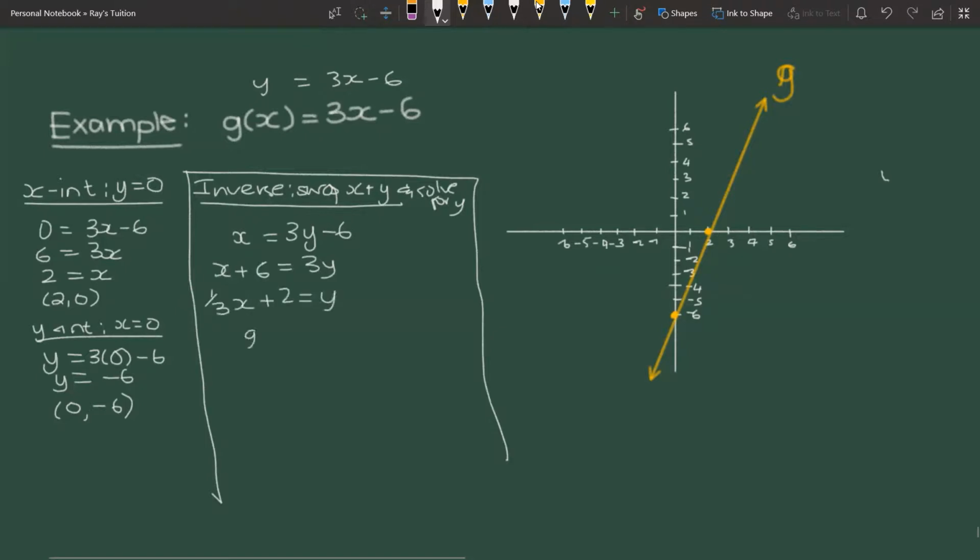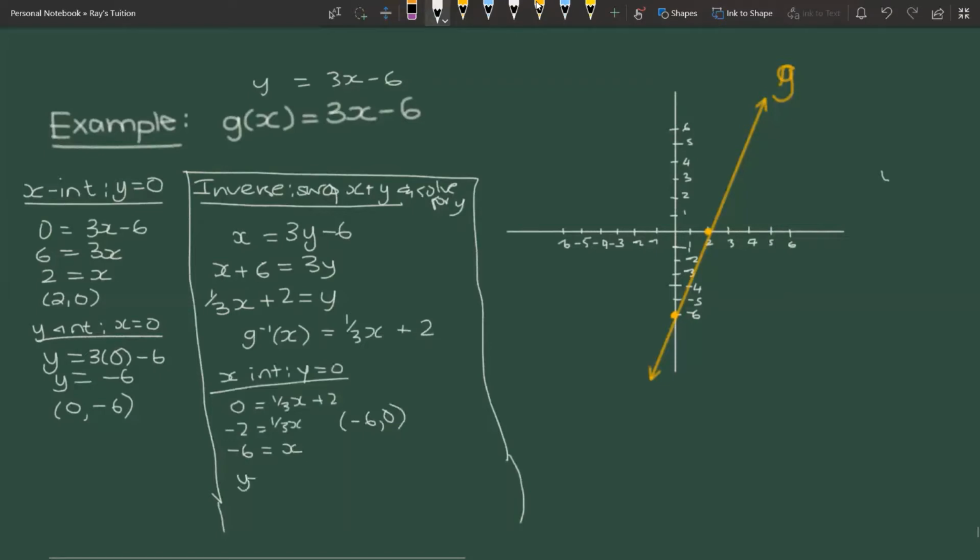Our inverse we represent with the -1. g inverse of x is then equal to a third x plus 2. What we can now do is find our x-intercept and y-intercept. So for our x-intercept of g inverse, we make y equals 0. So we have 0 is a third x plus 2. Then we have -2 is a third x, and multiplying both sides by 3, we get x is -6. So our x-intercept is -6 and 0, and for our y-intercept, we make x equal to 0. So we have y is equal to a third times 0 plus 2, which is 2. So our y-intercept is 0 and 2.